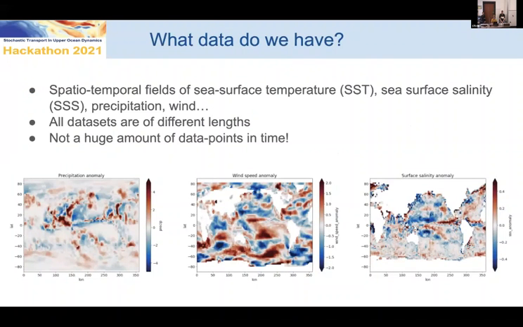So the data we were given were spatiotemporal fields, so various things. We had sea surface temperature, sea surface salinity, precipitation, etc. And some of those are plotted here. But all of the data sets had different lengths, which made it quite difficult because what you end up with is a lot of missing data, which makes finding that model quite difficult. And we also didn't have a huge amount of data points in time, so not too long a time series. So in the end, what we went for is just using sea surface temperature. I think it was the longest record, and obviously sea surface temperature is very relevant to the El Nino.